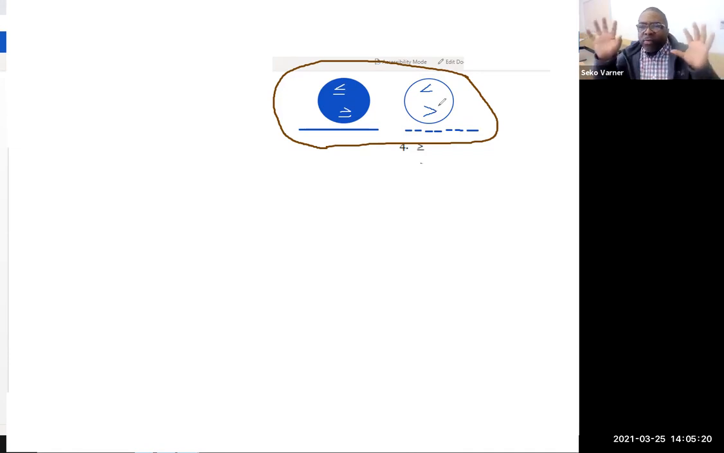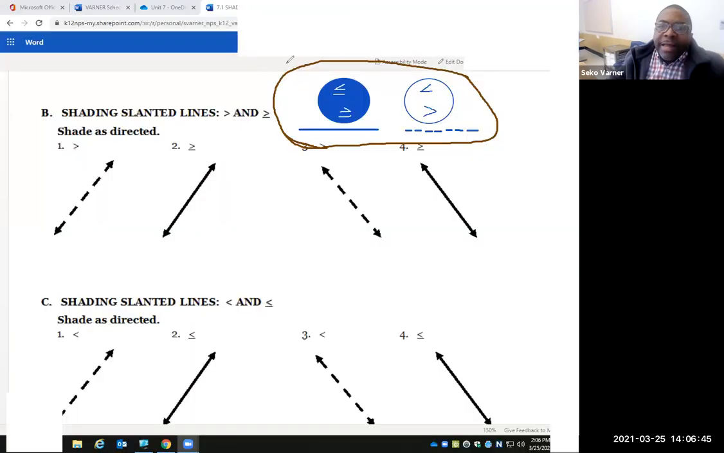then your dotted line means the same as an open circle. Let this sit in your brain for a second. A full circle or a straight full line means less than or equal to, or greater than or equal to, with the equal sign at the bottom. A dotted line or open circle means less than or greater than. Now, here's the thing.